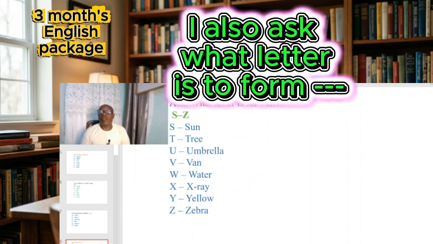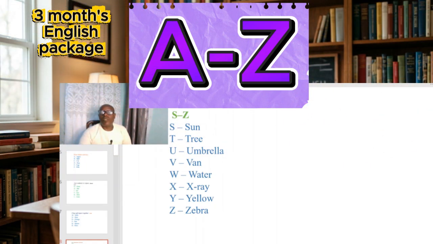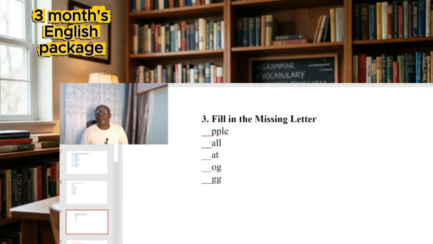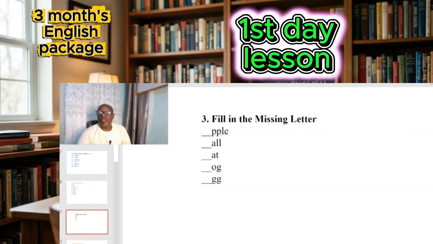Ask what letter is for pen. Say from S, sun, T, tree, U, umbrella. Continue reading and matching the nouns at the right with the letters at the left. Fill the missing letters for these nouns. A is missed here, apple. B is missed here, ball. C is missed here, cat. D is missed here, dog. E is missed here, egg.